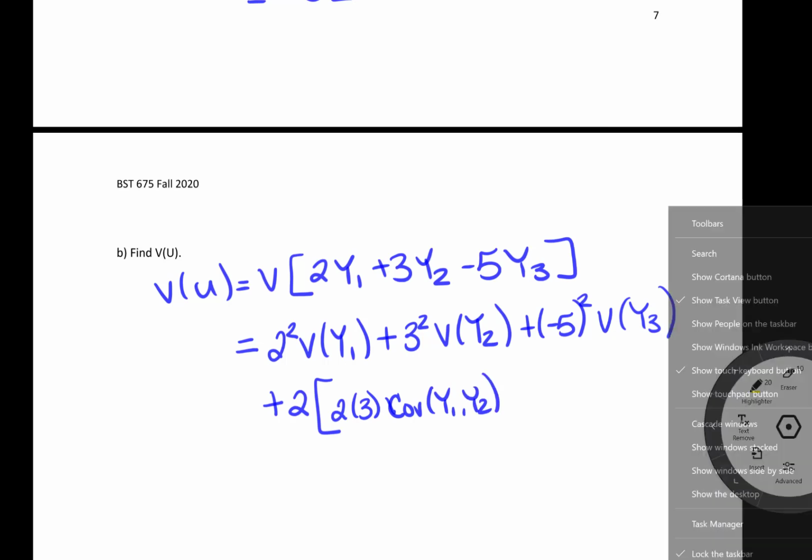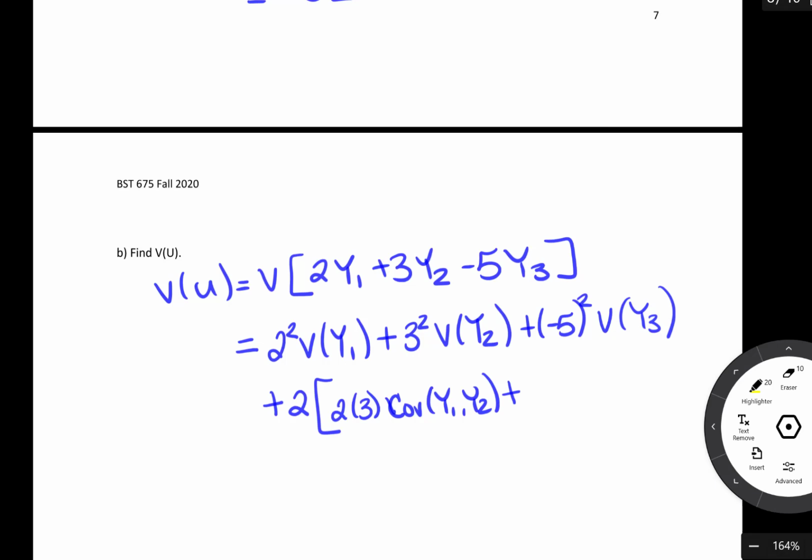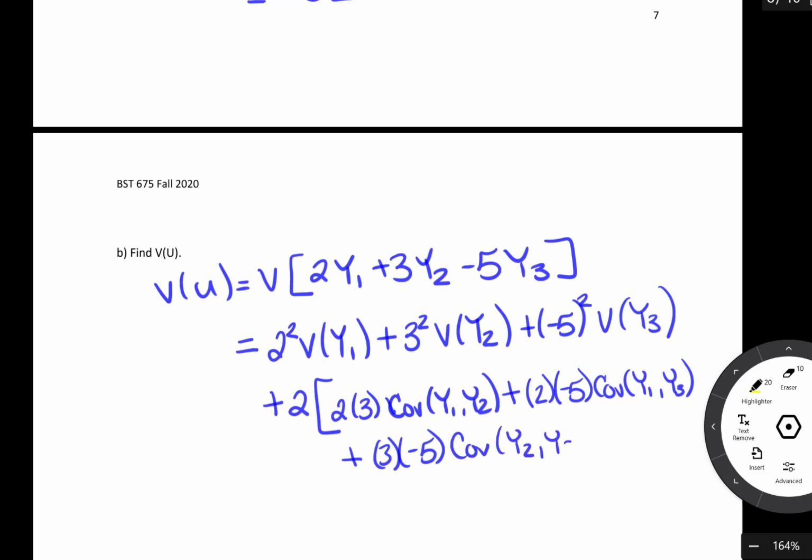And then we're going to add to that our next potential pair, which is y1 and y3. The constant in front of y1 is 2, in front of y3 is -5, and that's going to be multiplied by the covariance of y1 and y3. And then we have one final pair, which is y2 and y3. So similarly, we're going to have 3 times -5 times the covariance of y2 and y3.